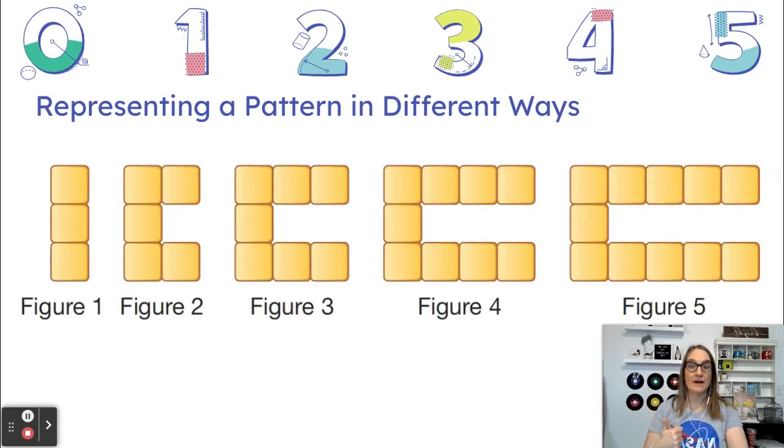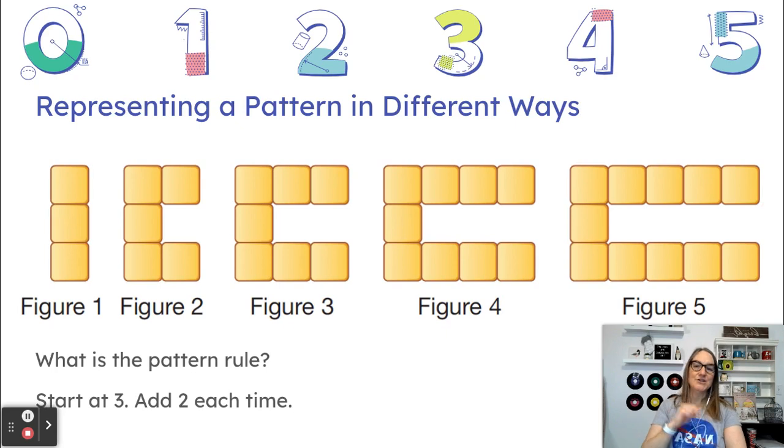Here's an example of a pattern represented with integer tiles. What is the pattern rule for this pattern? Take a second and think about it. You can pause the video if you need a little bit of time. Did you get start at 3, add 2 each time? If you did, give yourself a big pat on the back. That is the correct rule to describe this pattern.